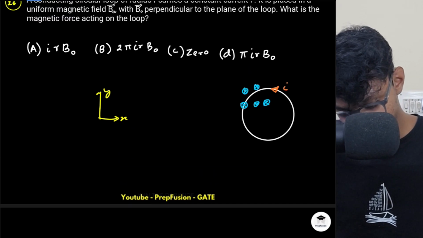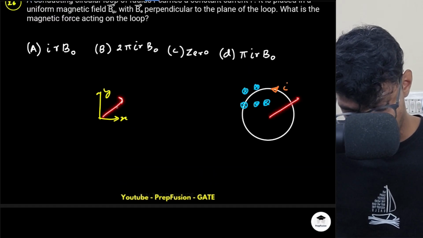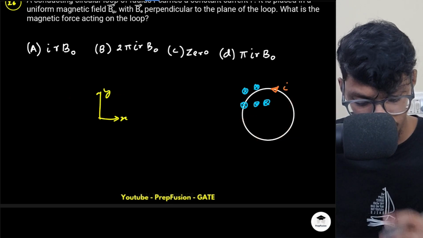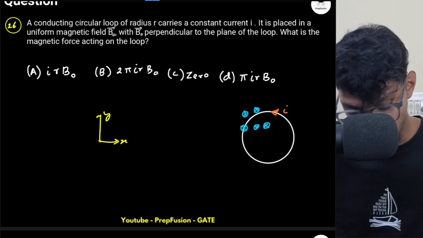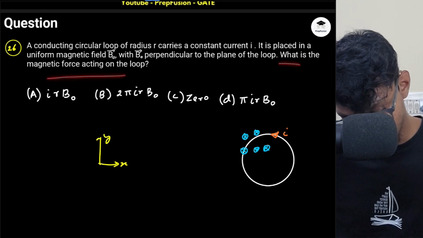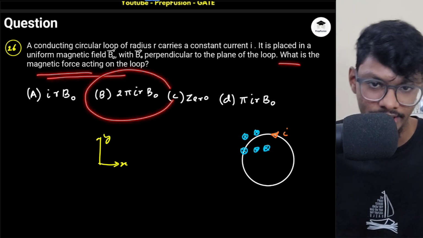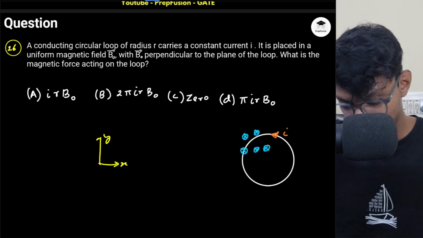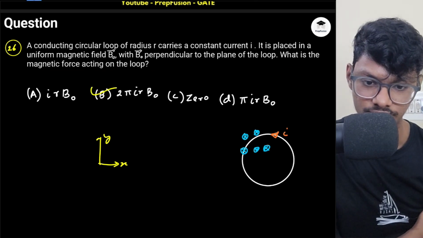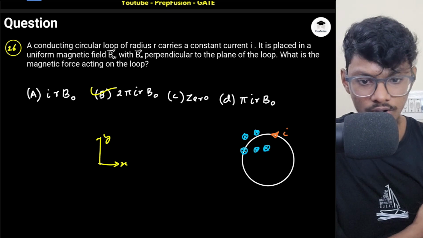So the force will be net outward, right? In the a rho direction, the force will be somewhat like this. It will always act in a direction perpendicular to this current. The magnitude, what is the magnetic force? The net magnitude will be 2 pi I r B naught. Direction they haven't told us, so we won't check the direction. We'll just quickly compute the whole magnitude.